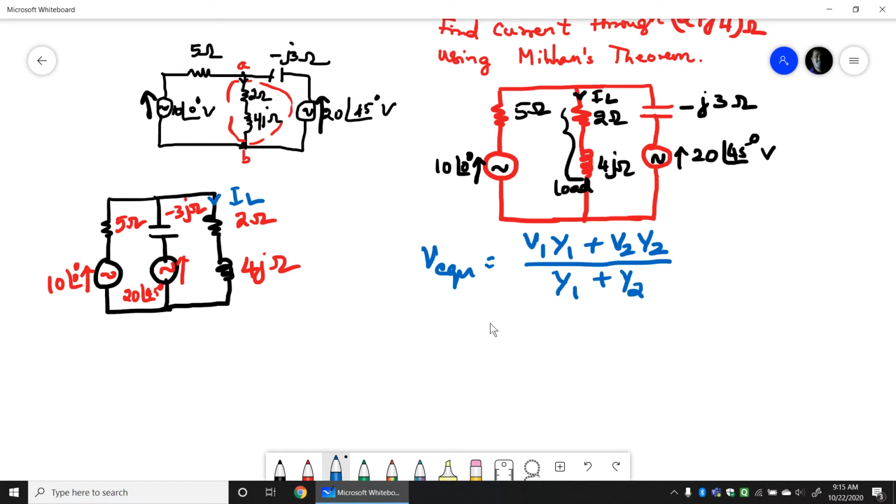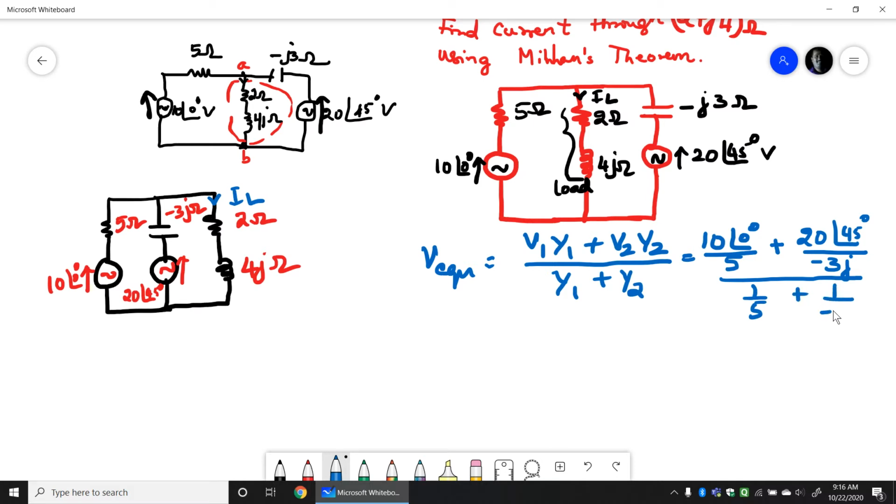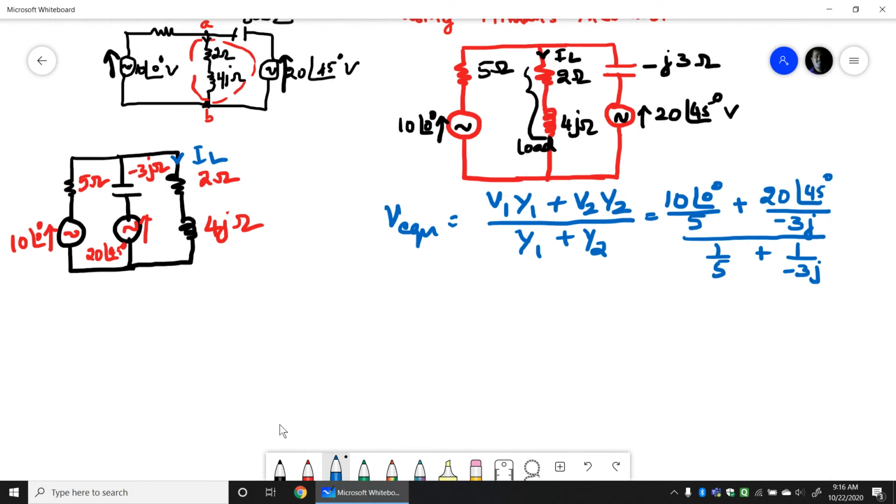Okay. Now this would be equal to V1, which is 10 at an angle 0 degree, divided by 5, plus V2, which is 20 at an angle 45 degree, divided by minus 3j. This whole thing is divided by 1 over 5, which is Y1, plus 1 over minus 3j, which is Y2. Now we need to find the solution for this. Okay, so we will take out the calculator.